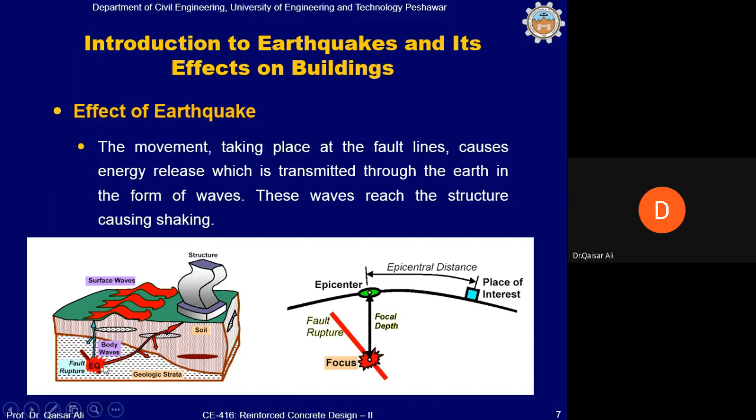Okay, the point deep down in the earth crust where a rupture actually occurs is called the focus. This is the point from which energy is actually released and travels in all directions. The projection of this focus on the surface of the earth is called the epicenter, and the depth is called the focal depth. The distance from the epicenter to the object or place of interest or building is called the epicentral distance.